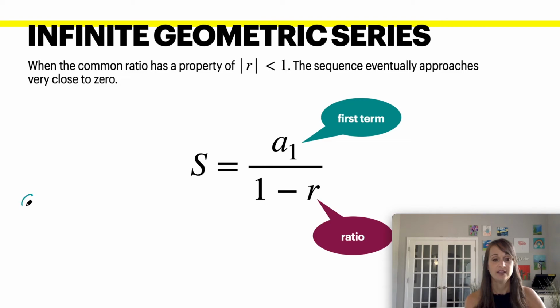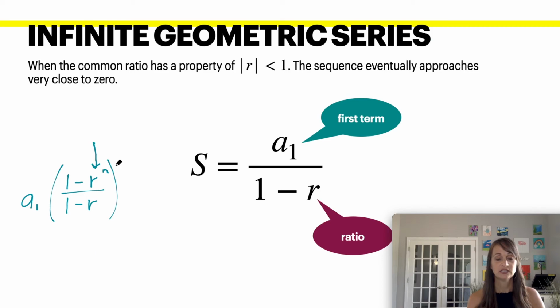And here's why. The normal formula is this. However, this number right here gets so small because remember, this only works when the absolute value of r is less than 1, meaning it has to be between 0 and 1. So if r is 1/2, if r is 1/3, when you have really, really large numbers for n, like you're wanting to know the 1,000th term or the 1,000,000th term, it gets tiny.